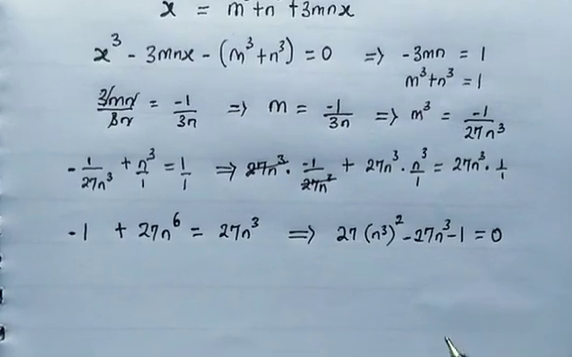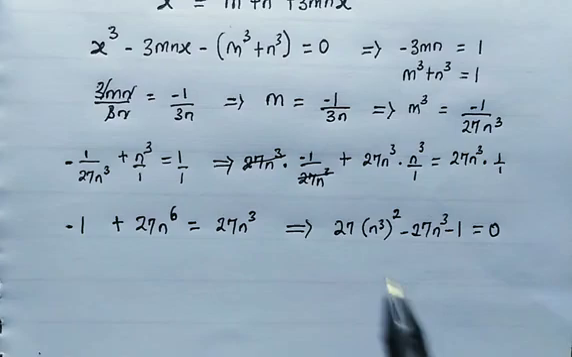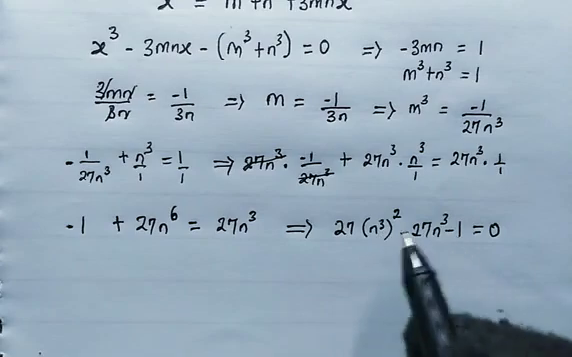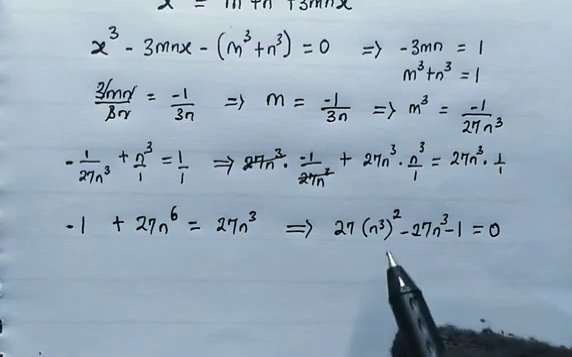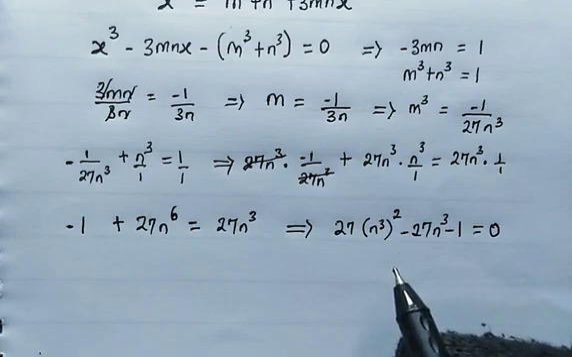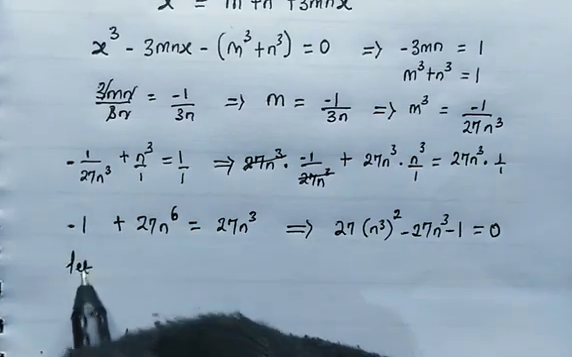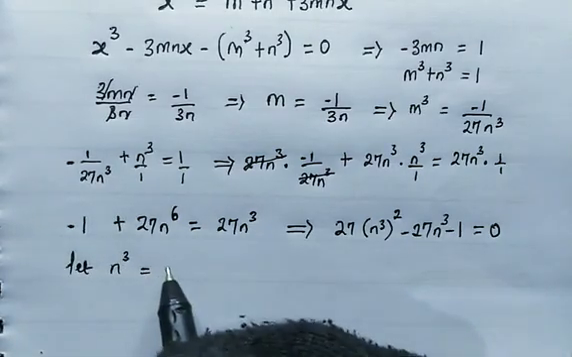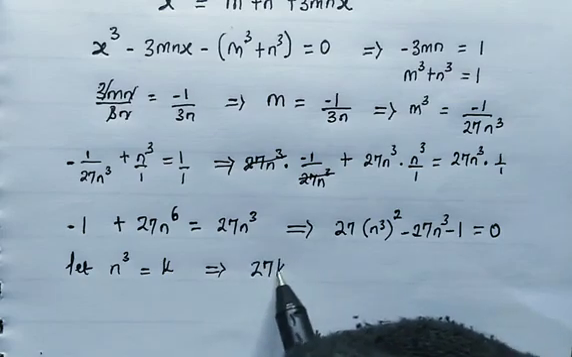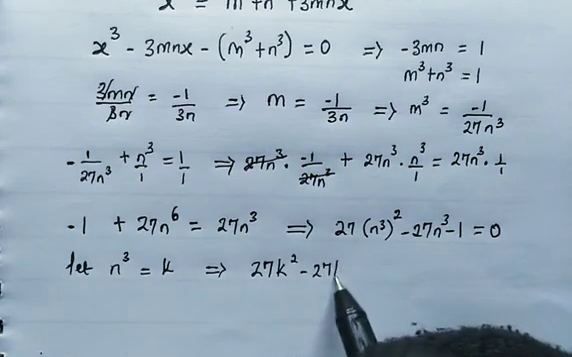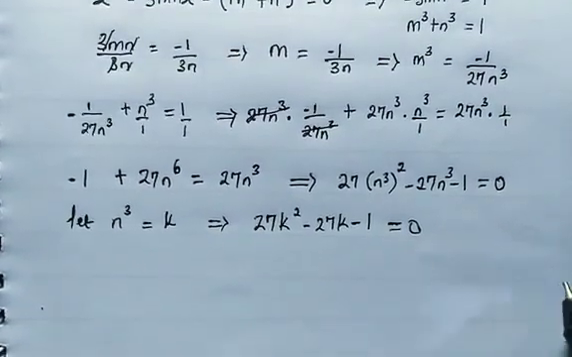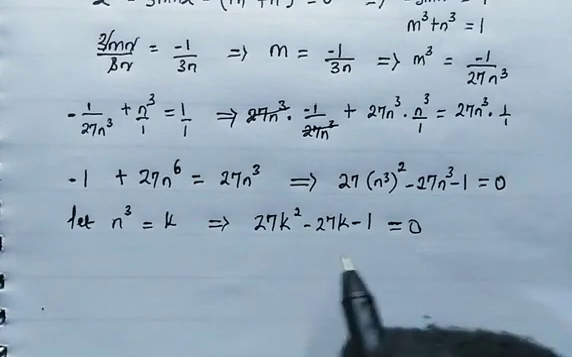From here we're going to make a substitution which will transform this equation. You know, this is indeed a Hessian equation, right? So we're going to make a substitution which will transform this from Hessian to quadratic in terms of the new variable. So here we're going to let n to the power of 3 equals, let's use k, and from here this will imply that 27k squared minus 27k minus 1 equals 0.